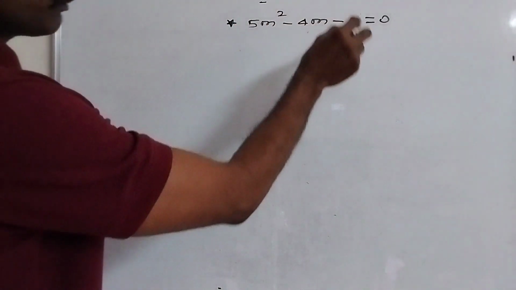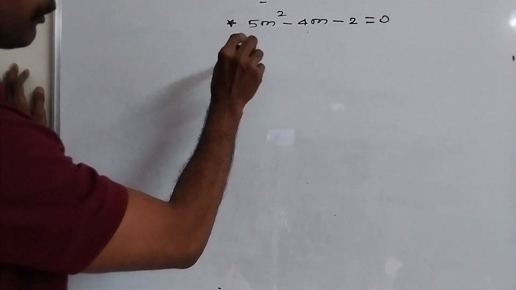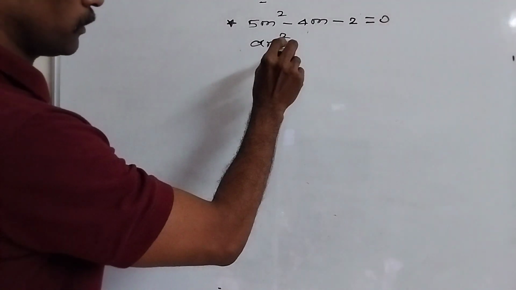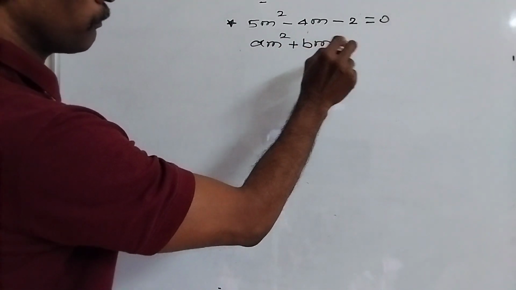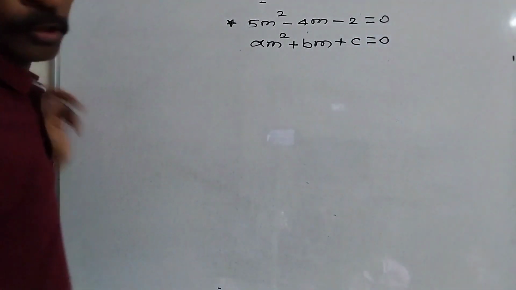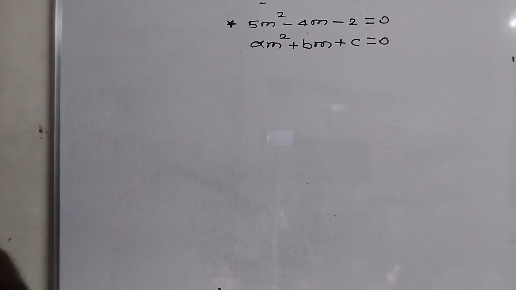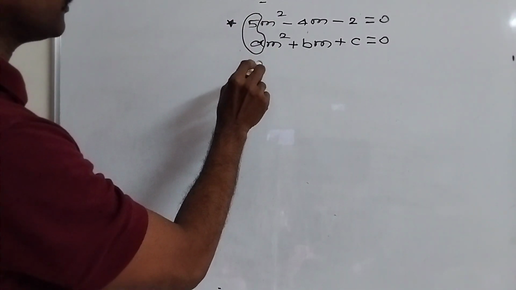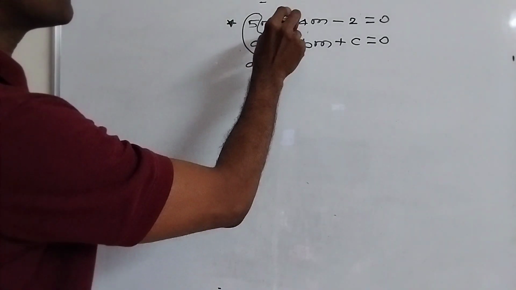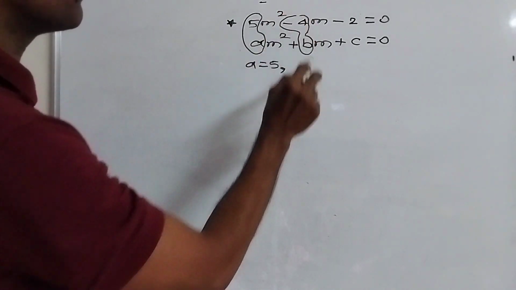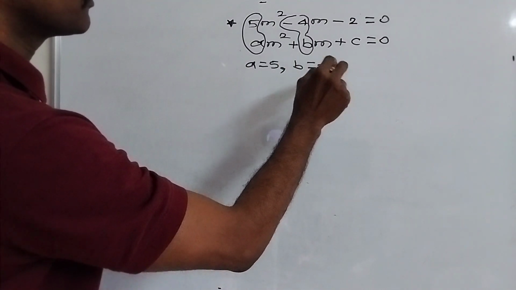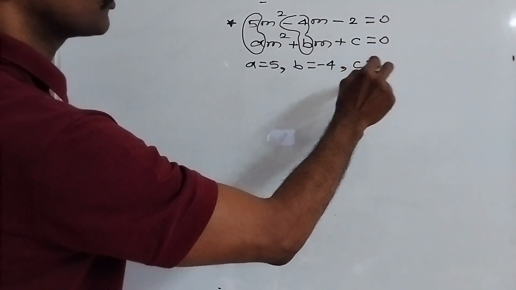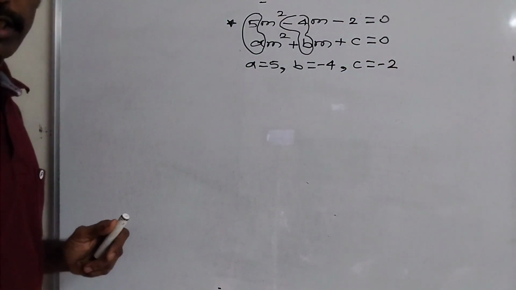Now we compare this with the standard form, a m square plus b m plus c is equal to 0. This is our standard form. Now this is our a is equal to 5, this is our b is equal to minus 4, and this is our c is equal to minus 2. Did you understand?